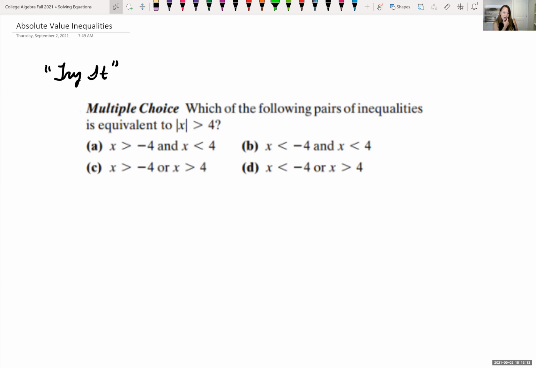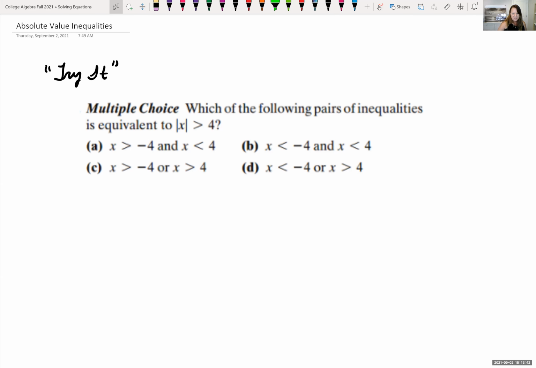example. And it says, which of the following pairs of inequality is equivalent to the absolute value of x is greater than 4? And so in front of you, A is x is greater than -4 and x is less than 4. Part B says x is less than -4 and x is less than 4. C says x is greater than -4 or x is greater than 4. And part D says x is less than -4 or x is greater than 4.